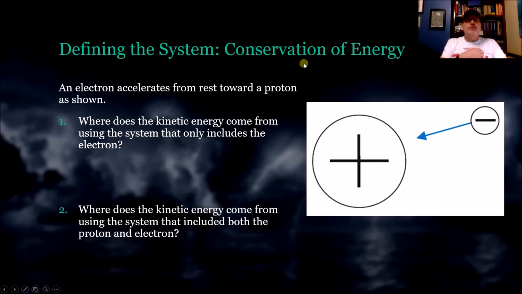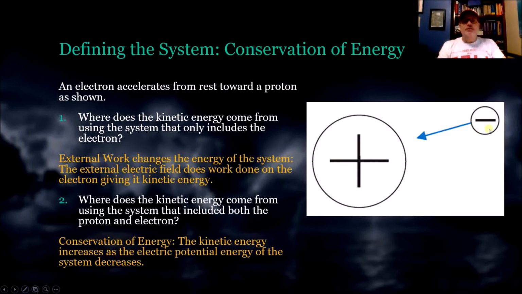How you define your system will determine how you describe what's going on in the system. So here I have an electron starting from rest, and it's accelerating towards a proton as shown. Where does the kinetic energy come from as it accelerates towards the proton? Question 1: using the system that only includes the electron, how does it get its kinetic energy? Or, question 2, how does it get its kinetic energy if we include both of these charges in the system?